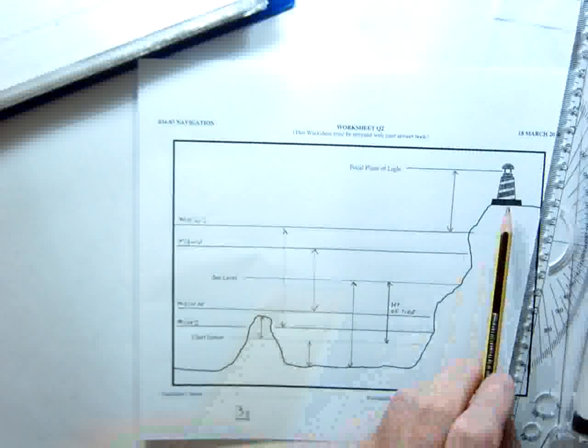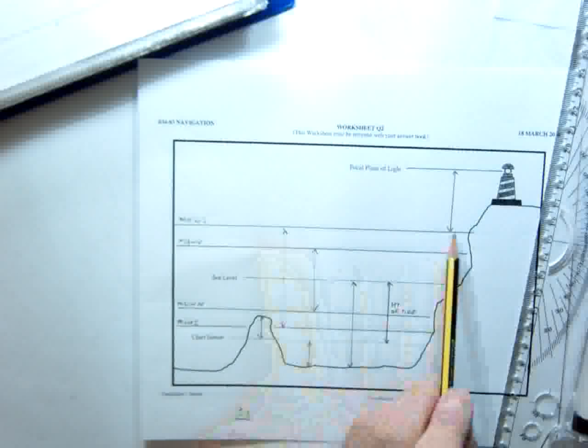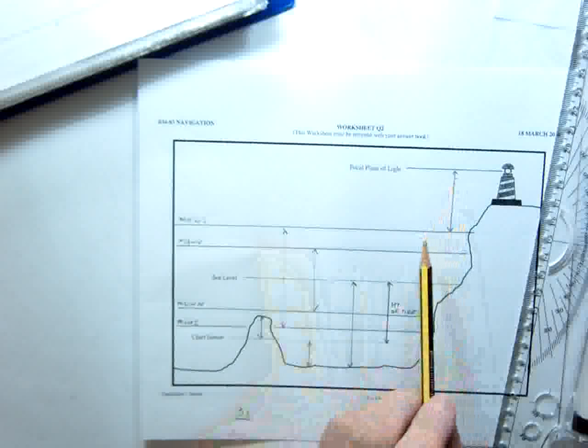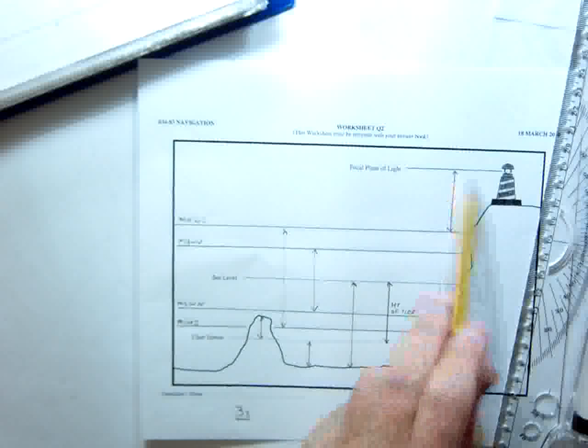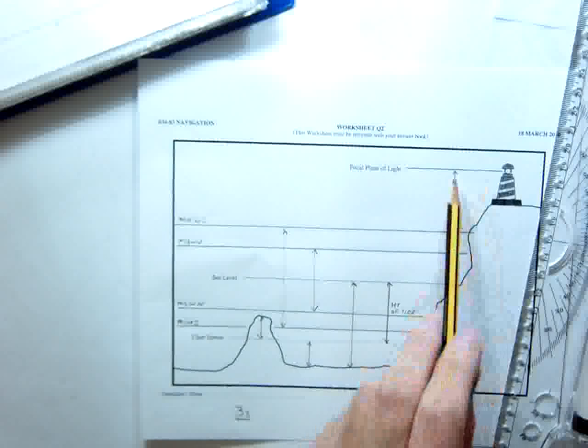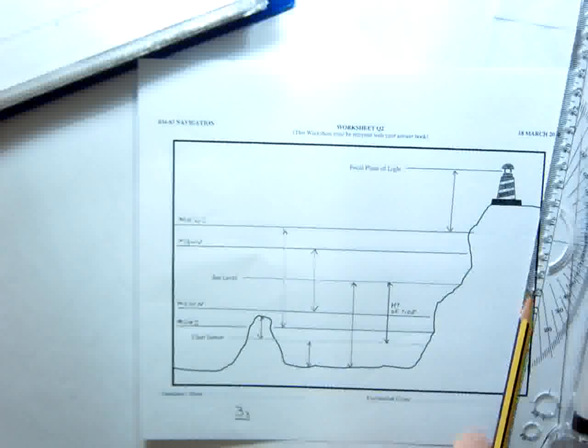Any charted objects, the height of them are measured from mean high water springs. So charted heights are always from mean high water springs, and in this instance it goes from mean high water springs up to the focal plane of the light.